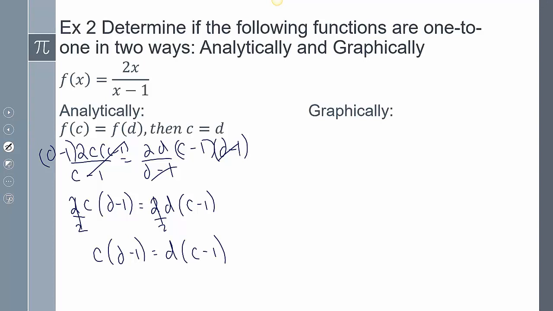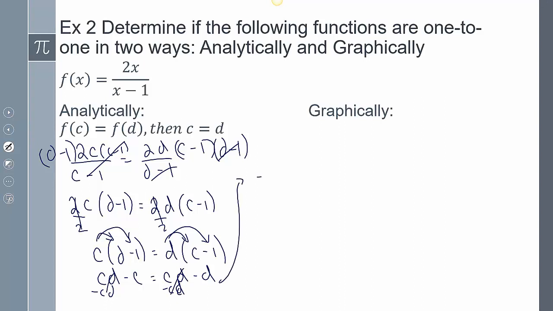So now if I distribute c to both sides, I'm going to get cd minus c equals cd minus d. Well, if I subtract cd from both sides, those cancel out. So I get negative c equals negative d. Divide both sides by negative, I get c equals d. So it is 1 to 1.